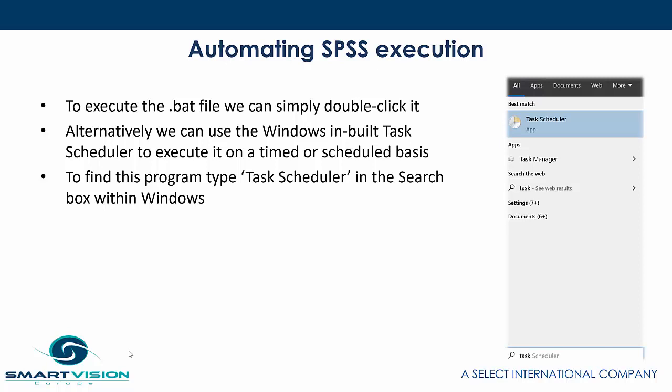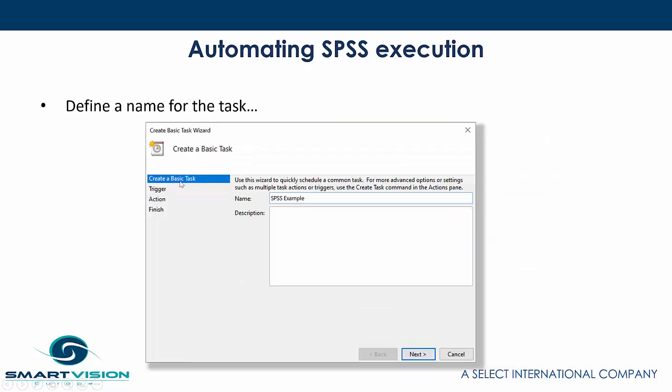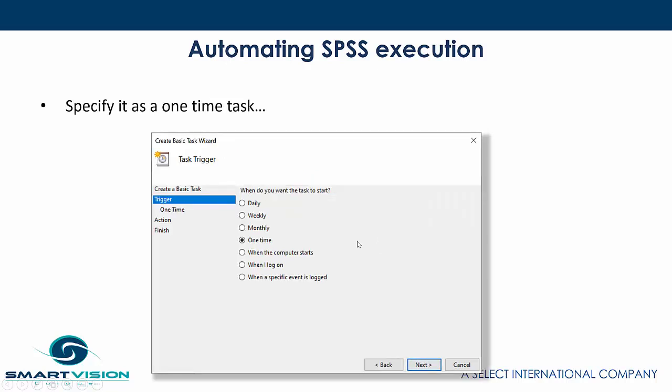If you want to find the task scheduler, you simply type task scheduler into the search box in Windows, and that will open up. So when the task scheduler is launched, you can click create a basic task to get started, and that starts a little wizard for you, and it says, what do you want to call this task? We call it SPSS example. We click next. It says when do you want the task to start? We want it to run just once, not daily, weekly, or monthly.